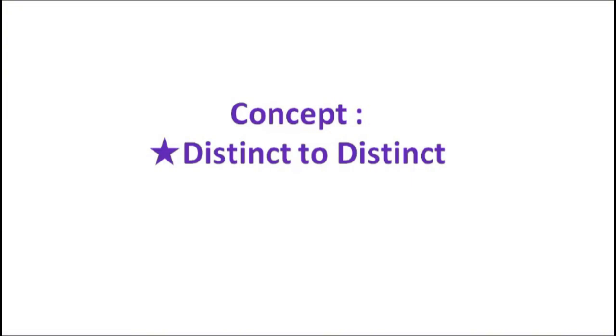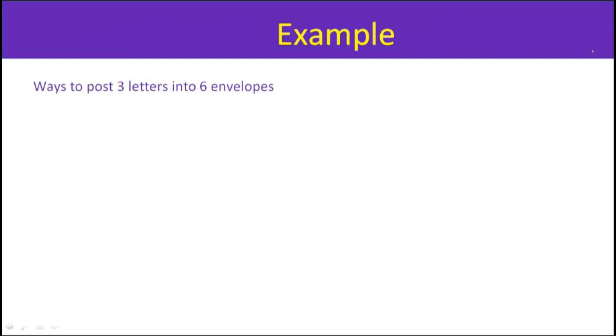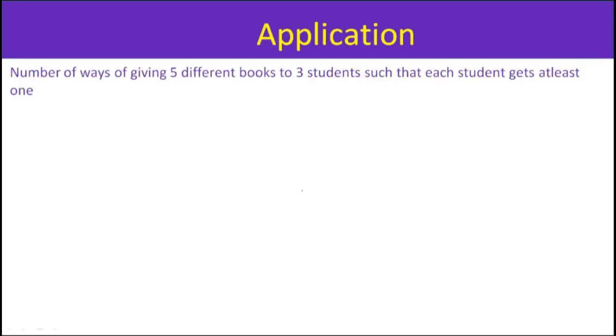Just for the sake of completion, guys, we'll also end with this distinct to distinct. I want everyone to just write the answer. 2 seconds. First letter 6 ways, second letter 6 ways, third letter 6 ways, 6 into 6 into 6. Next question: number of ways of giving 5 different books to 3 students such that each student gets at least 1. That's a good question. It is distinct to distinct with some restriction.